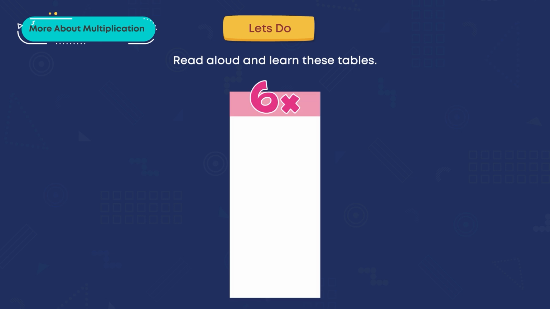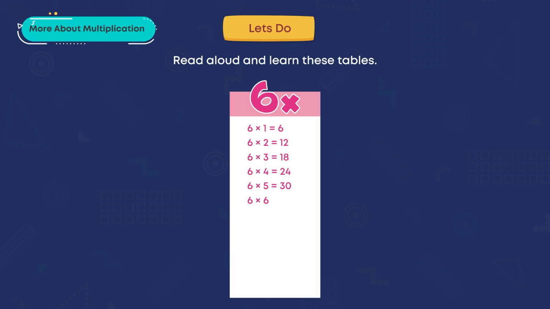Table of 6. 6 times 1 equals 6. 6 times 2 equals 12. 6 times 3 equals 18. 6 times 4 equals 24. 6 times 5 equals 30.